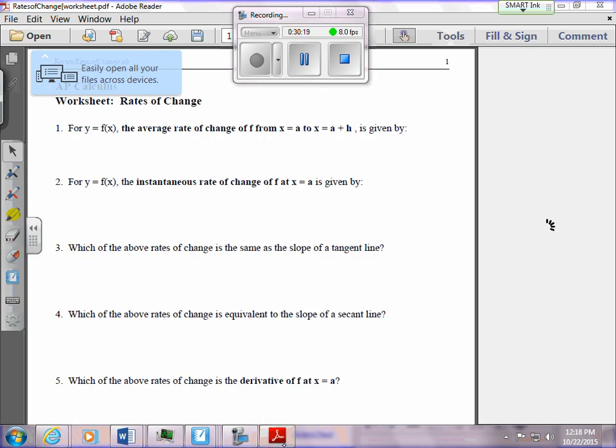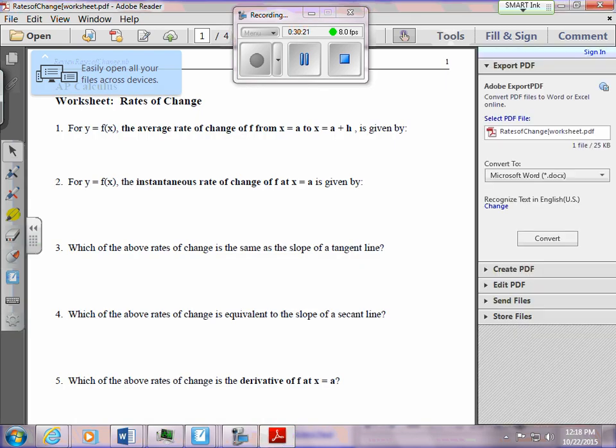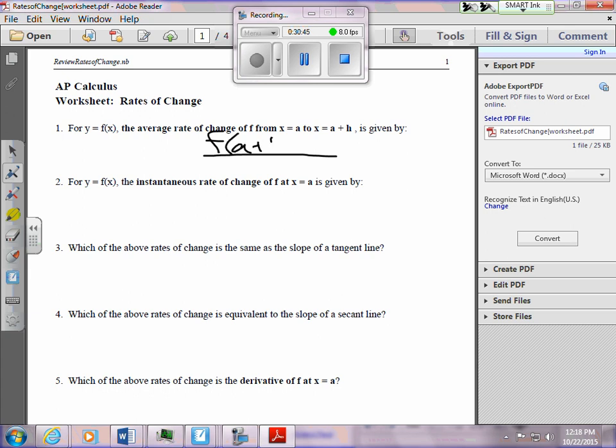Okay. So the first one, all they want you to do is write down what the average rate of change is going to be from x equals a to x equals a plus h. So are you going to use the slope formula or the derivative? Slope formula. So if you're going from x equals a to x equals a plus h, what are we going to write for the numerator? What would the y's be? f of a plus h minus f of a, over, it's just going to be h. That's all they want, okay?